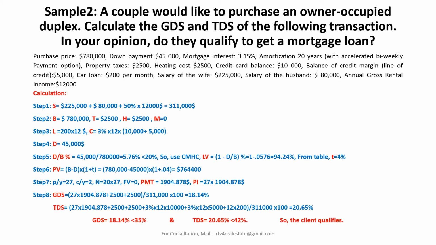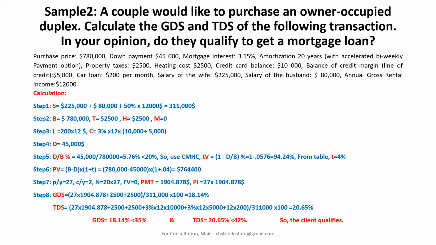Step 3, L equals 200 into $12, C equals 3% of 12 into 10,000 plus 5,000. Step 4, D equals $45,000. Step 5, D by B percent equals 45,000 by 780,000 equals 5.76% less than 20%. So, use CMHC. LV equals 1 minus D by B percent equals 1 minus 0.0576 equals 94.24%. From table, D equals 4%.